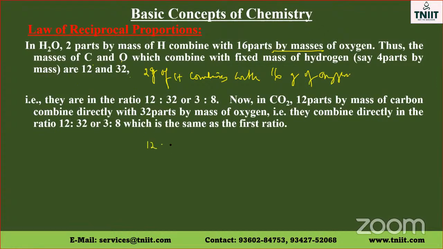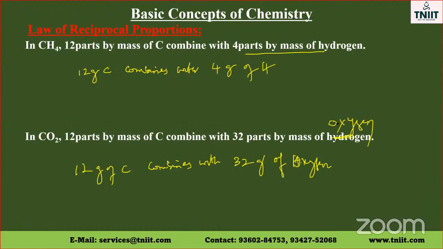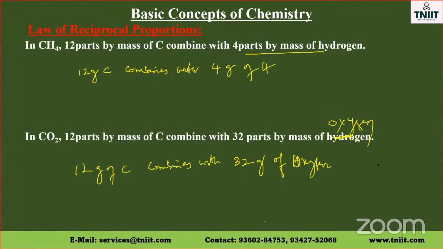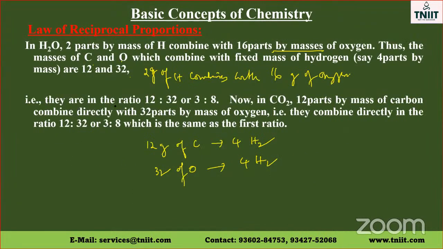So 12 grams of carbon combines with 4 parts of hydrogen, and 32 parts of oxygen combines with 4 parts of hydrogen. That is the statement that has been told here. So 32 grams of oxygen combines with 4 grams of hydrogen. So they are in the ratio 12:32. 12 grams of carbon, 32 grams of oxygen, or 3:8.